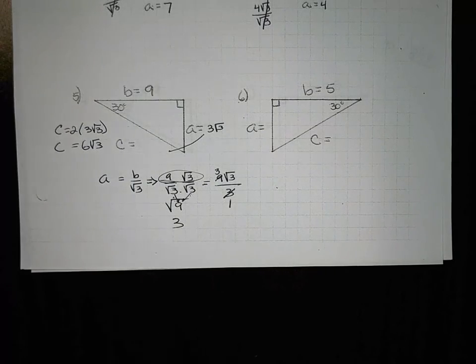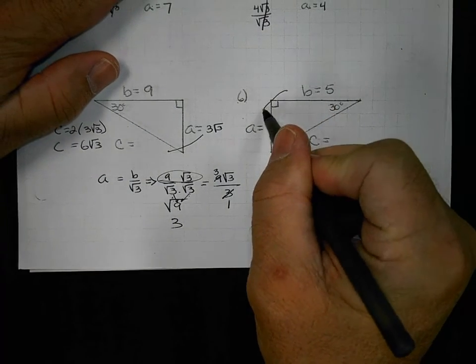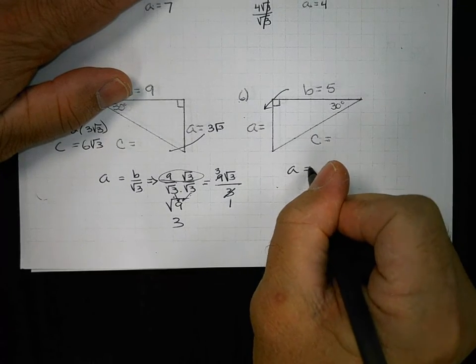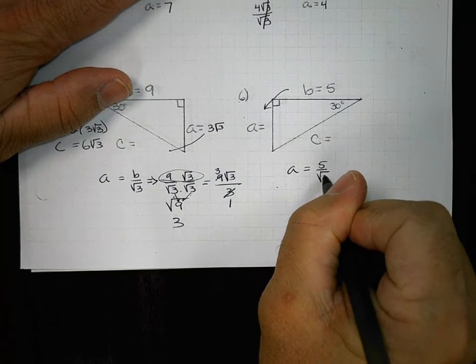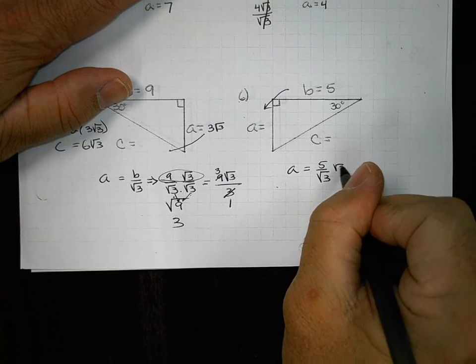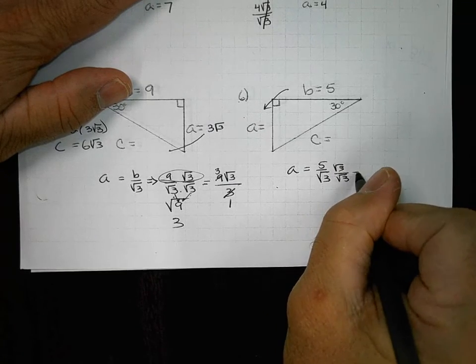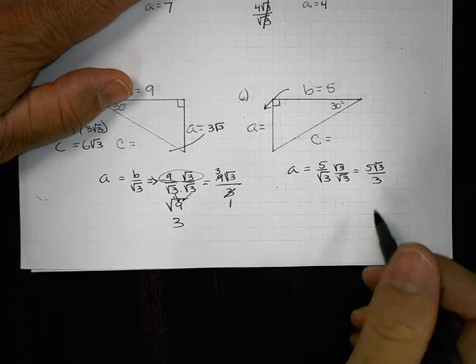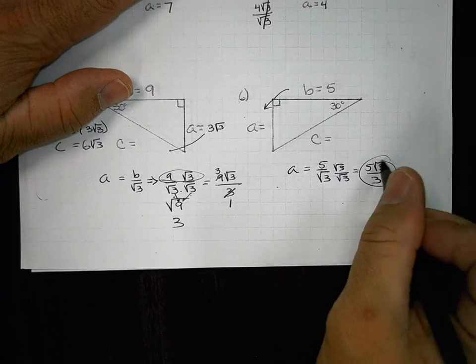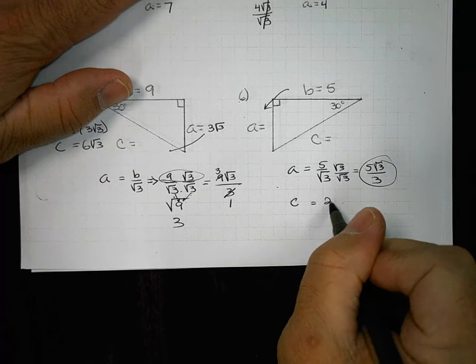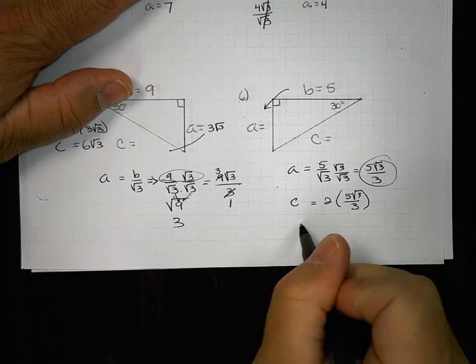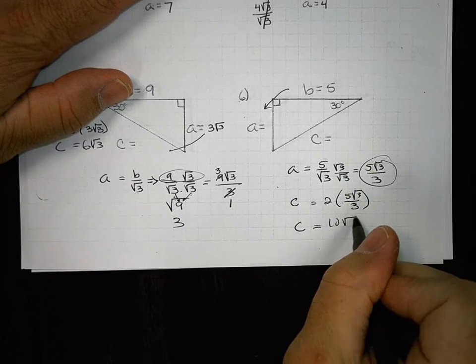All right, so let's go through it a little simpler here, a little quicker without so many steps. So if B equals 5, then A equals 5 divided by the square root of 3. Multiply top and bottom by the square root of 3, and we get 5 root 3 over 3. That is what A equals. Now, C equals 2 times 5 root 3 over 3, which means C equals 10 root 3 over 3.